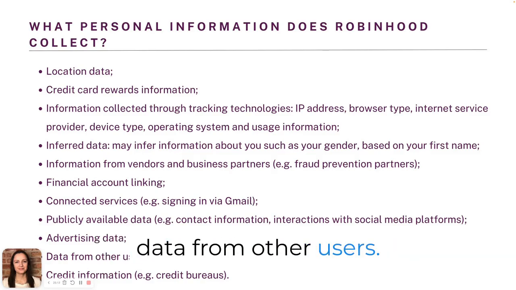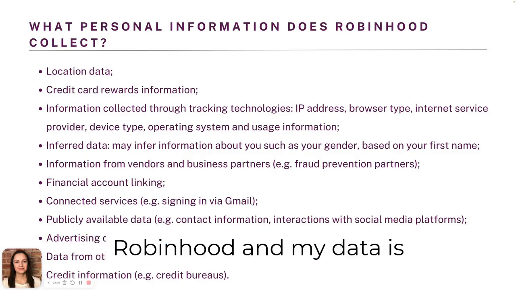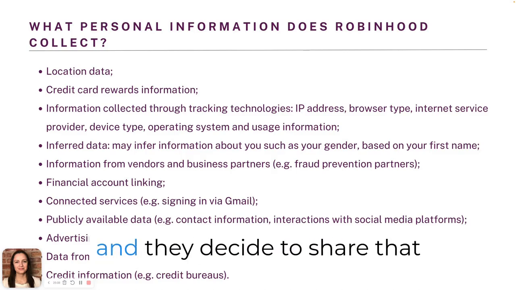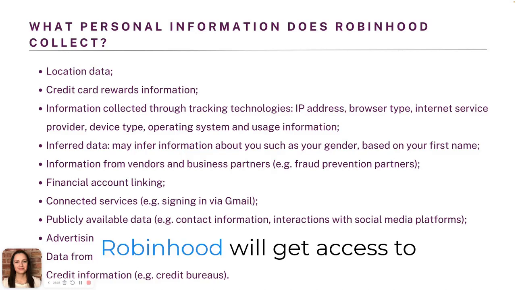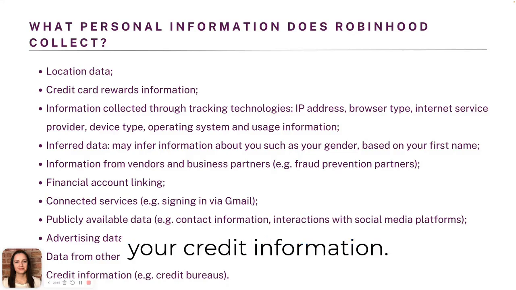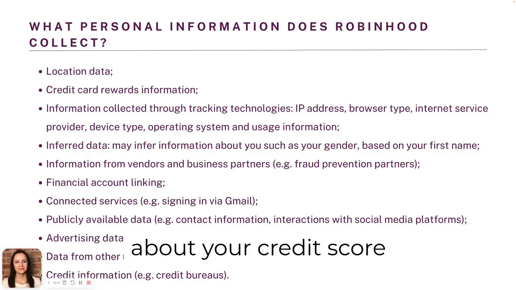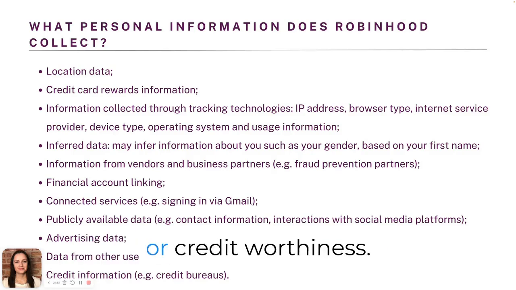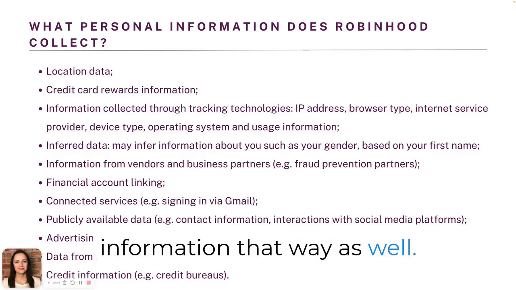Data from other users, so let's say somebody is using Robinhood and my data is on their contact list, and they decide to share that contact list with Robinhood. Robinhood will get access to that. And then lastly, your credit information. So they will gain some information from credit bureaus about your credit score or credit worthiness. So they will obtain that information that way as well.